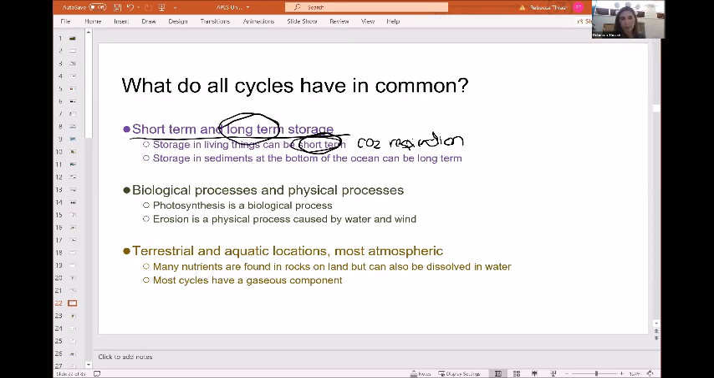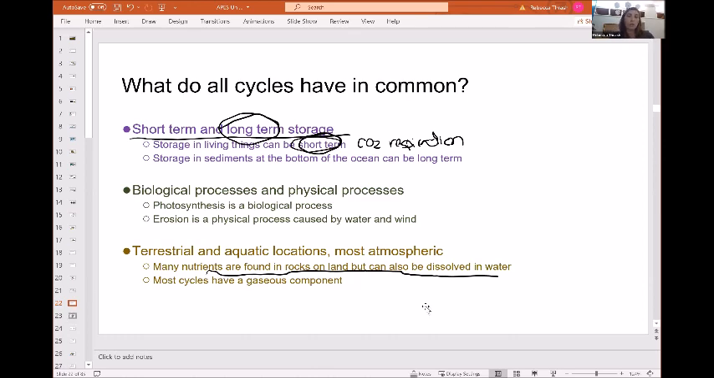There are biological processes and physical processes. Photosynthesis is a biological process, but erosion by water or wind or some kind of chemical erosion, that's a physical process. And then there's typically a terrestrial and aquatic location, and most of them have an atmospheric one. There's really only one cycle that doesn't. Many of these nutrients are found in rock on land, but as water and wind and everything else erode them, they wash down into aquatic biomes.